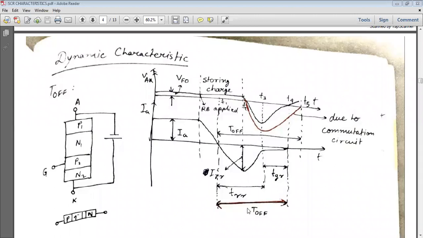Turn off time of SCR is 5 to 200 microseconds. Based on uses, SCR is of two types. Based on recovery time, one is inverter grade SCR, that is 5 to 50 microseconds. The other is rectifier converter grade SCR, that is 5 to 200 microseconds.